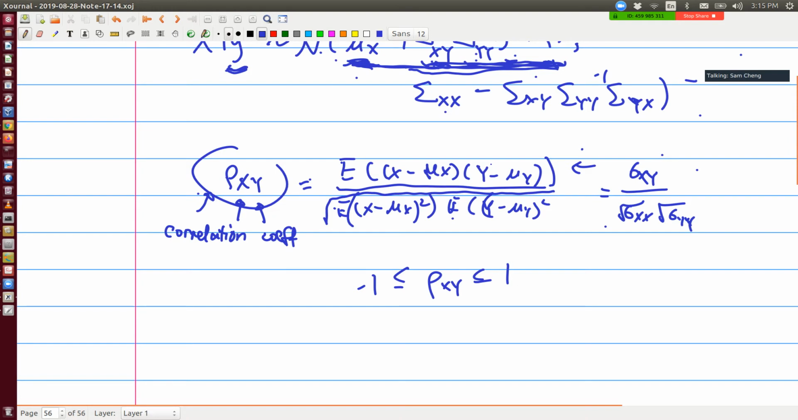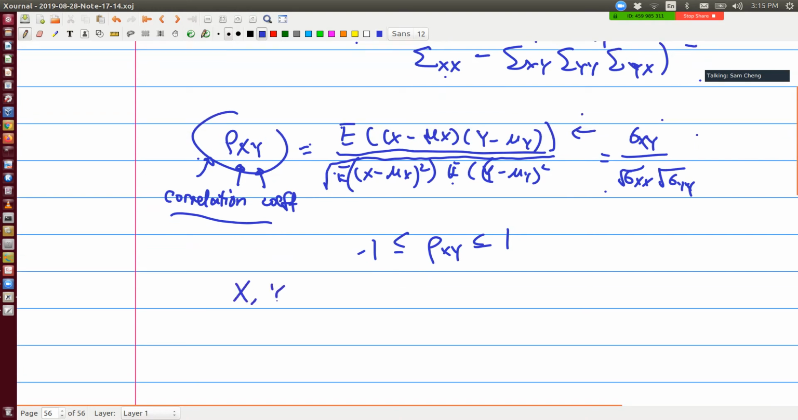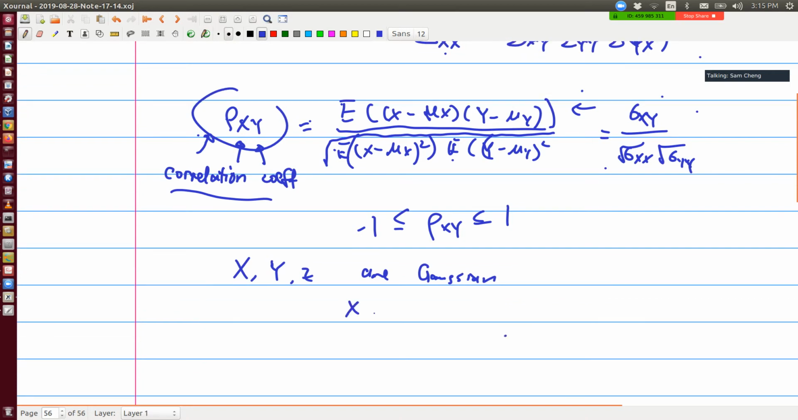And so with this correlation coefficient, we can show that if we assume x, y, z are jointly Gaussian, then x and y are conditionally independent of each other given z if and only if rho xz times rho yz is equal to rho xy.